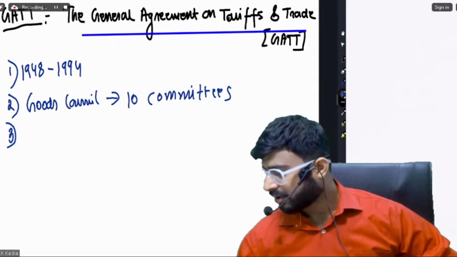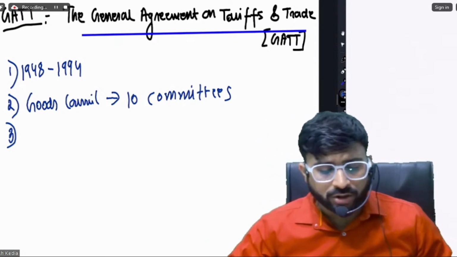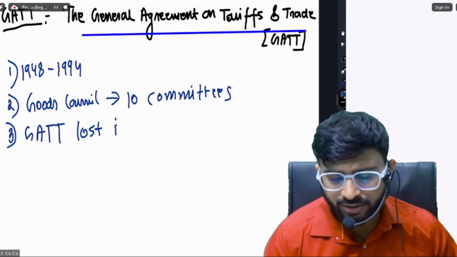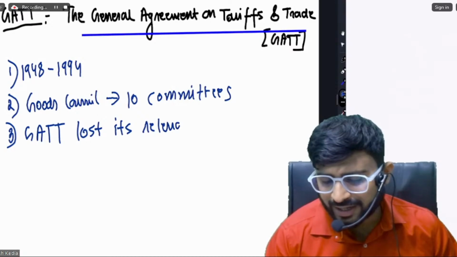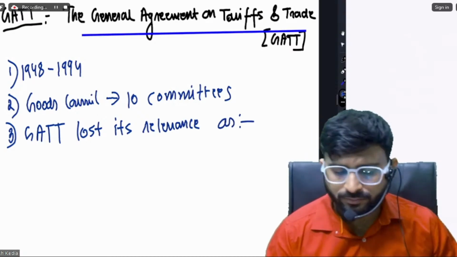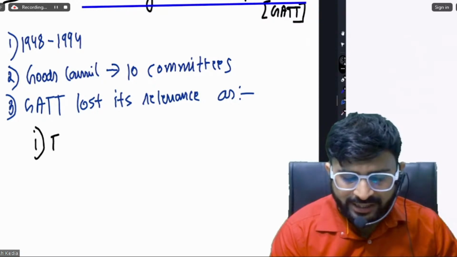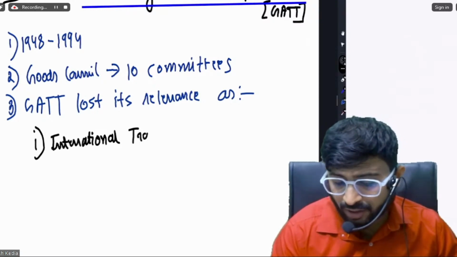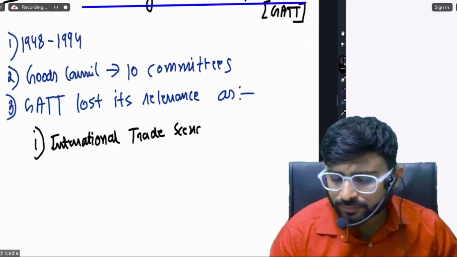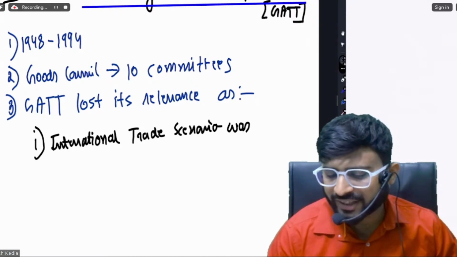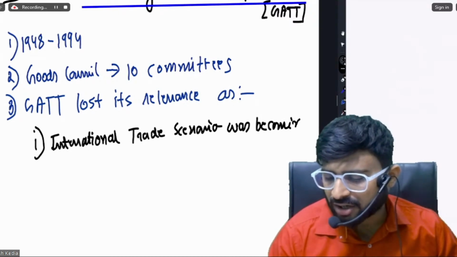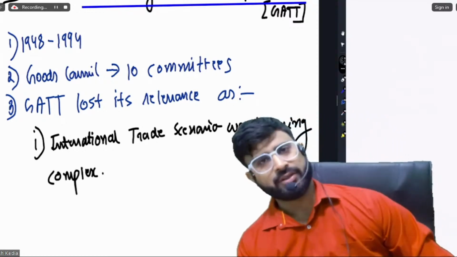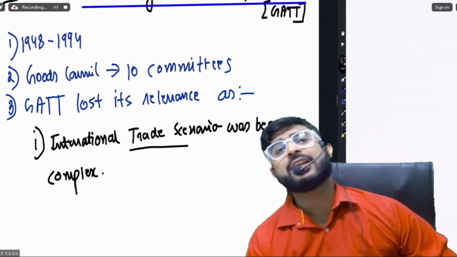So GATT lost its relevance as the international trade scenario was becoming complex. As the international trade scenario was becoming very complex, very confusing that way. International trade scenario was becoming very complex.